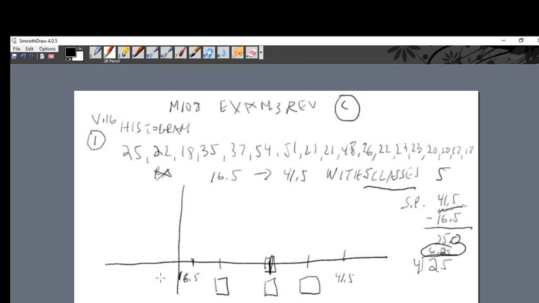6.25. So add 16.5. Let me put it over here. I got some room. 16.5 plus 6.25. How much is that? That's 75. This is 22. So it's 22.75. That's the number you put in over here.